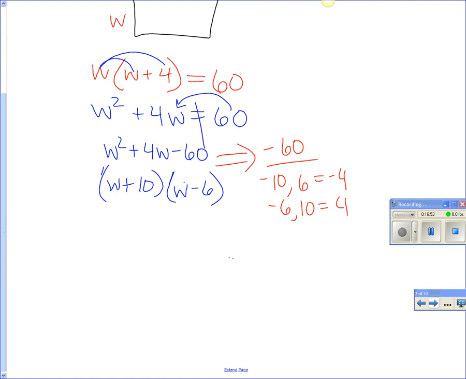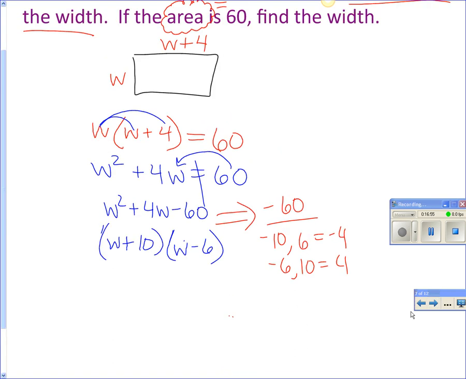Okay. This is an actual problem, they want to know. Let me scroll back up. What are they actually asking for? Find the width. Well, we haven't done that yet. All we've done is put it in factored form. How do we actually find what W equals? Set it equal to, so W would equal what here? And W would equal what there?